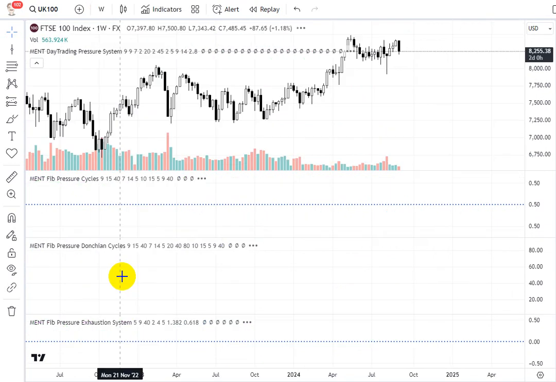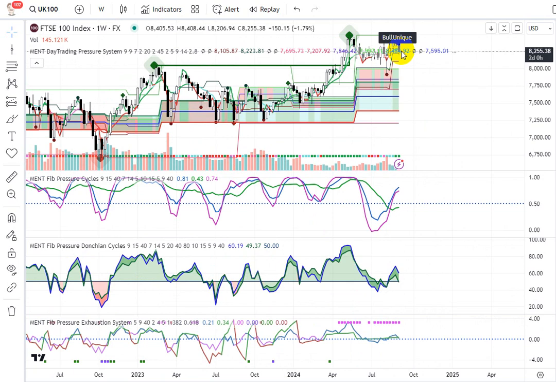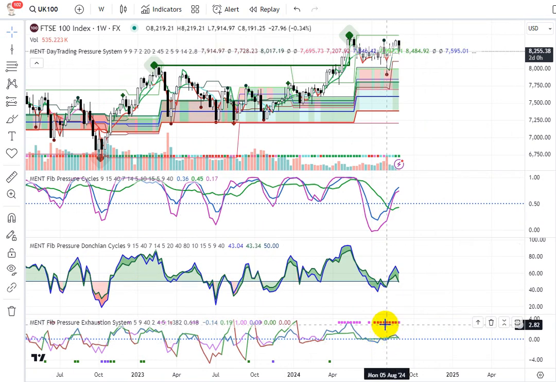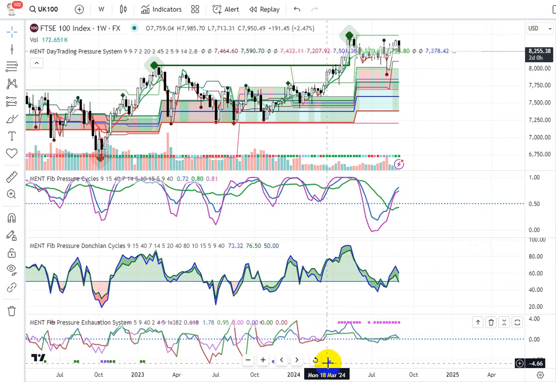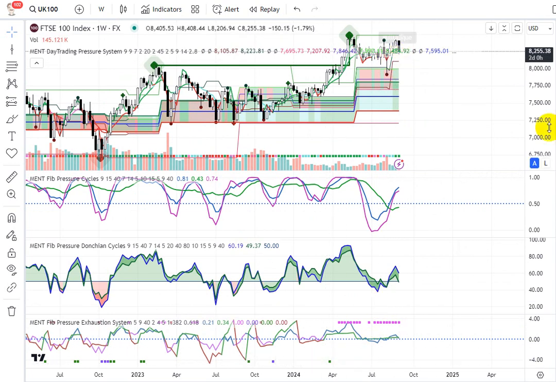Weekly, come back out here. This is the FTSE. We're in long mode. You can tell. We're coming off a cycle low, coming off a cycle low. We're up in exhaustion up here, coming off a cycle low that occurred way back over here. So we're in a bullish mode right now.